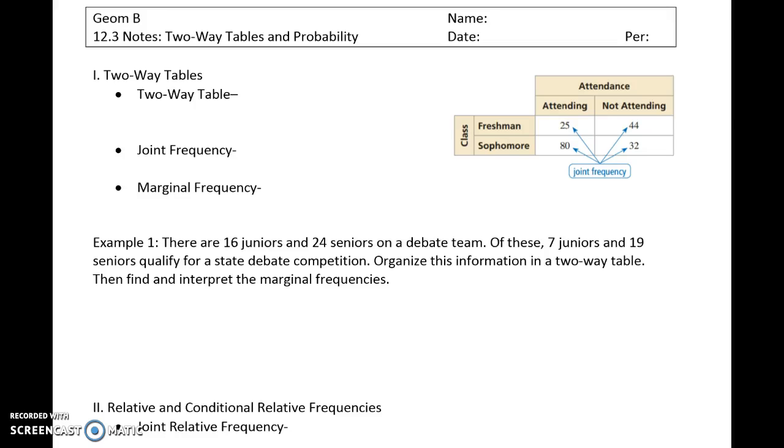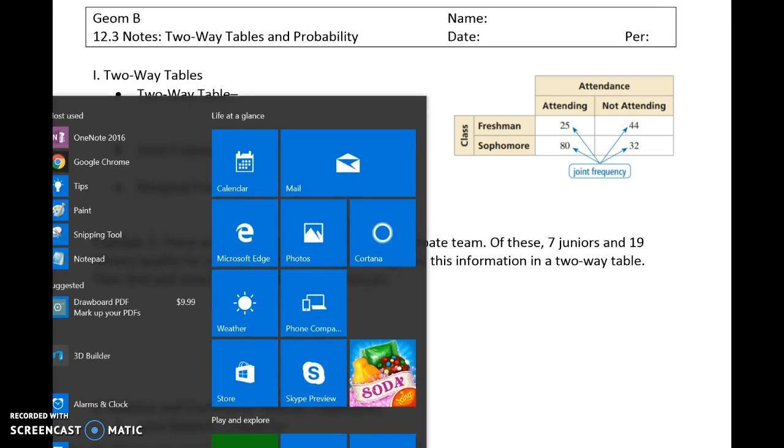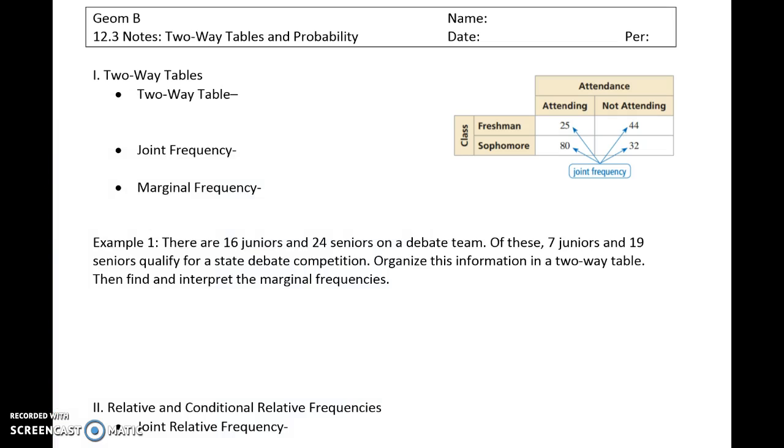In this lesson, we're going to be looking at how we can use two-way tables to help organize our data and help us find probabilities. So first, what is a two-way table? You basically see one right here.